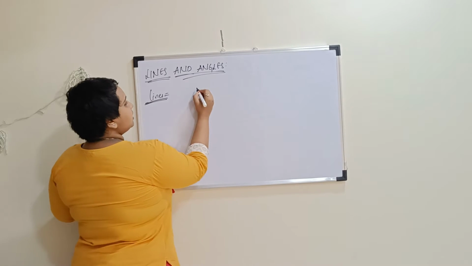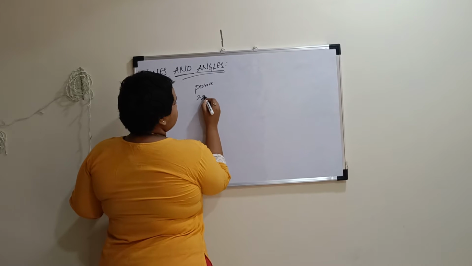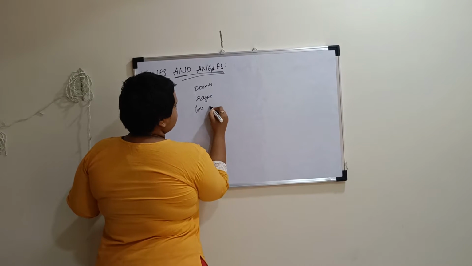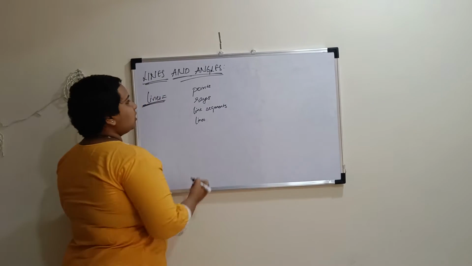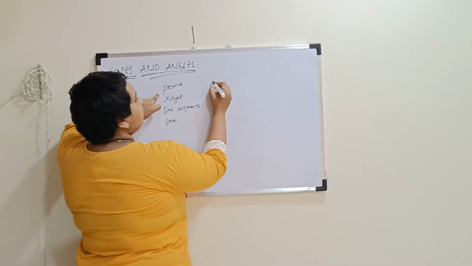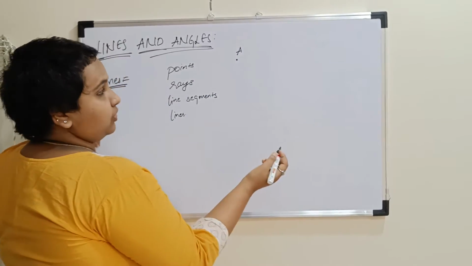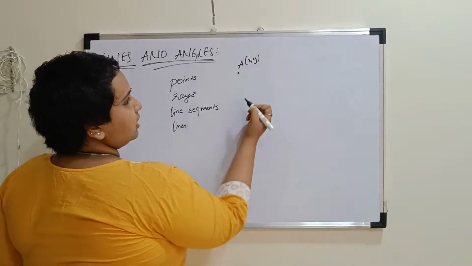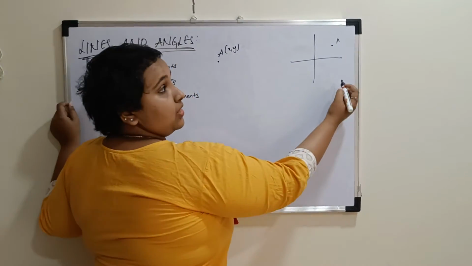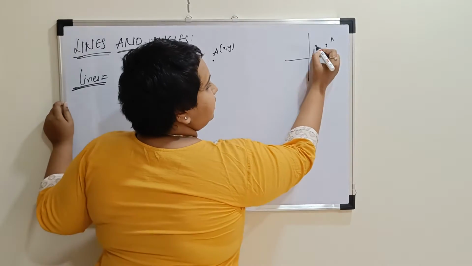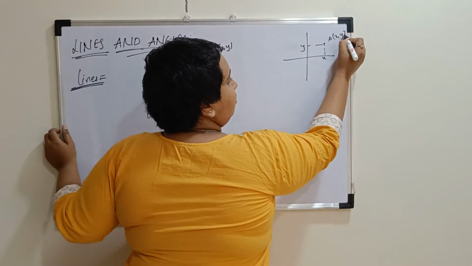Let's start. The basics for this are points, rays, line segments, and then lines. Now what's a point? A point is represented as a dot, and its representation is a single letter with its coordinates of x and y. If I represent it on a graph and this is my point A, then this would be my x coordinate and this would be my y coordinate. That's how I represent it, x coordinate comma y coordinate.